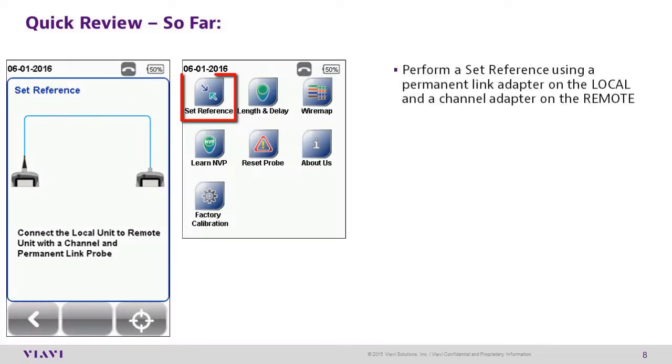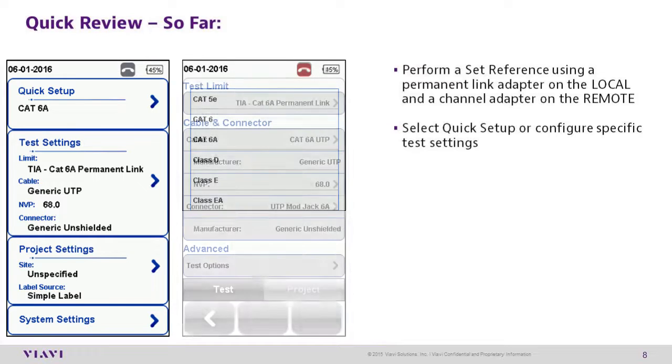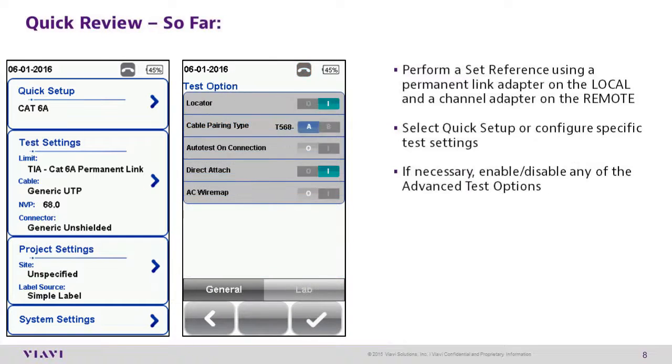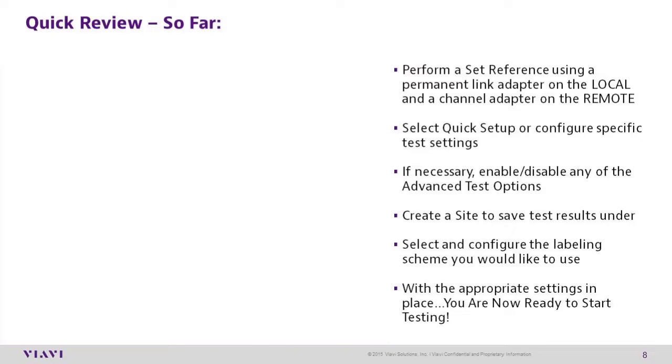Before conducting a test, let's take a quick review. Every time the firmware is upgraded, a new reference should be set. Be sure to select the appropriate quick setup or specific test settings you need to conduct the test. If necessary, enable any advanced test options. Create a site to save the test results under, and also select and configure the labeling scheme you want to use. With the appropriate settings in place, you're now ready to start testing.